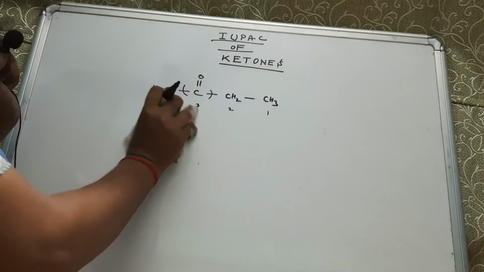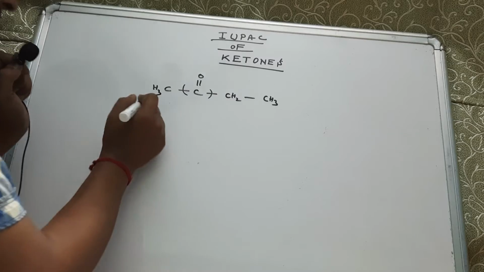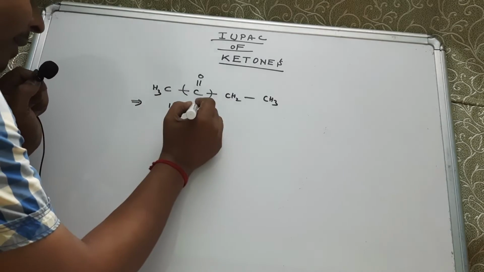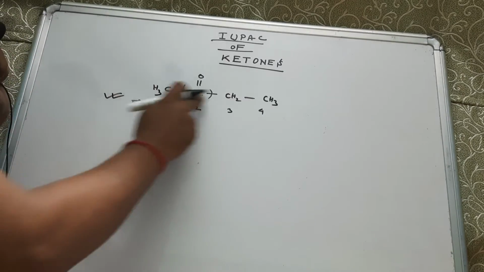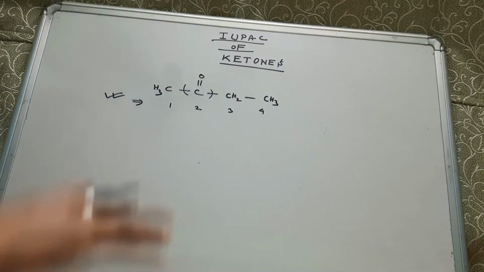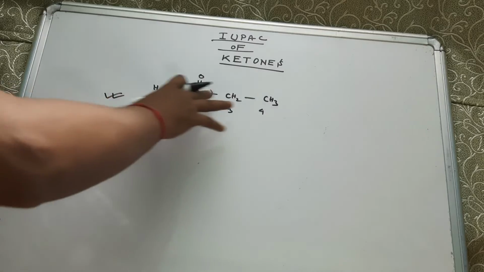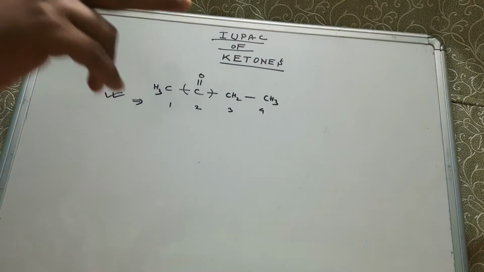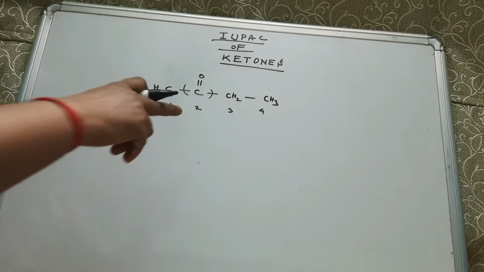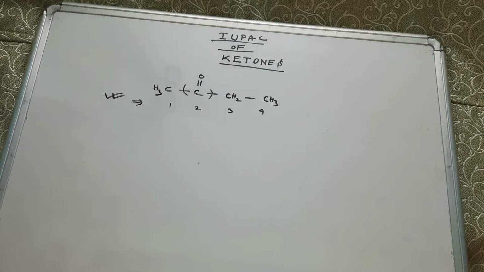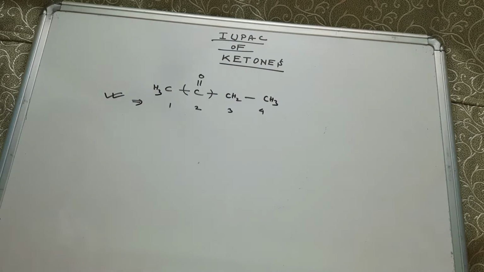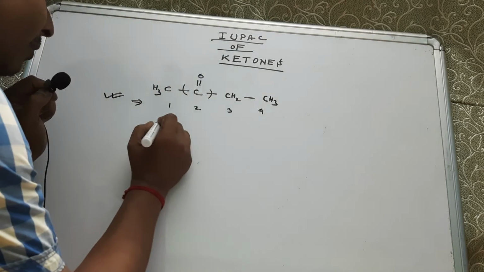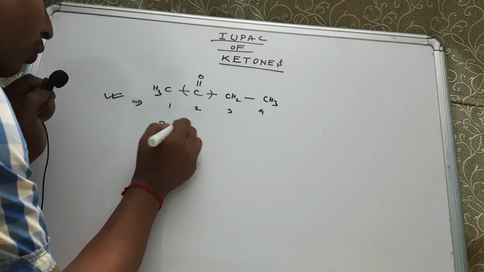But if you start from this side, then you can get the keto carbon atom at number 2. So this is the right position for numbering the carbon chain. That means if you get 4 carbon atoms in a ketone, the keto group must be present at the second position. So here again you should not mention the exact number of the carbonyl group. You can write only butanone.